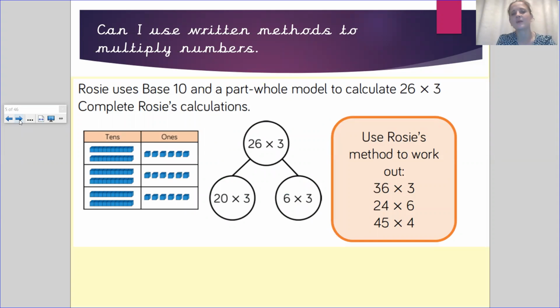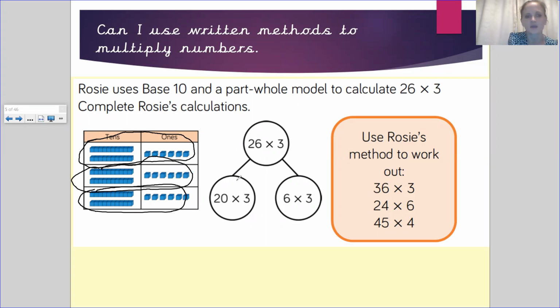Okay, we're using a base 10 and a part whole model next to calculate 26 times by 3. So complete Rosie's calculation. She's got 26 times by 3, and we can see that she has used a base 10 one. You can see she's got 26 here. So there's 26 there, and then there's another 26 there, and there's another 26 there.